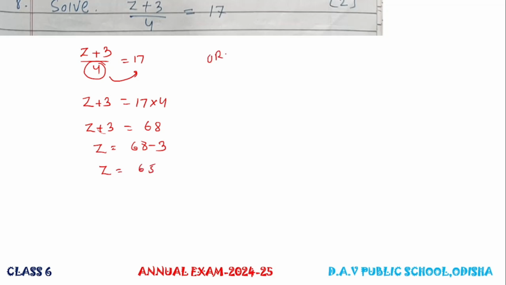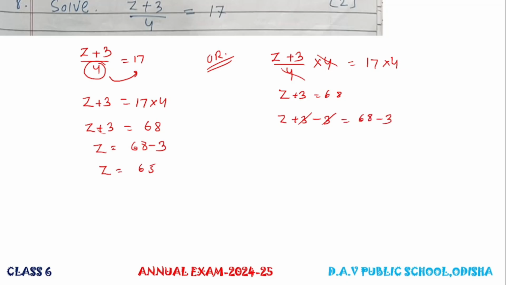Or you can solve by the other method, that is z plus 3 divided by 4. When we multiply by 4, then it will be cancelled. Yes or no? Similarly, we multiply the right side by 4. So z plus 3 equal to 68. Again z plus 3 minus 3, then it will be cancelled. Now 68 minus 3. So z equal to 65. Answer. Clear? Next question.